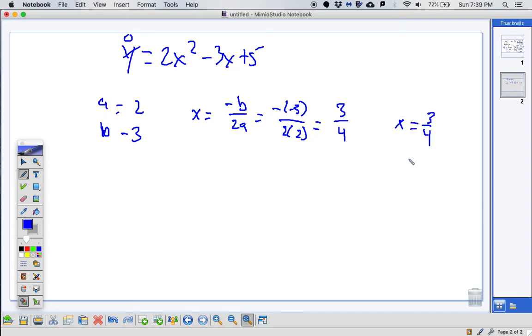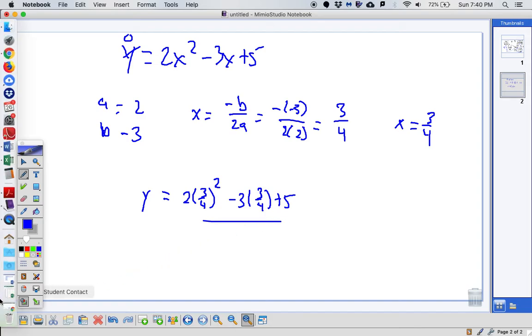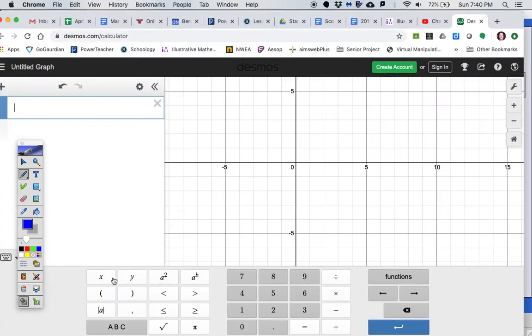Now to figure out the vertex, yes, we have to plug it back in. And I know that a lot of you are going to cringe because you see a fraction there, but we can just write it. Doesn't hurt to write. We're just going to replace the x with 3/4. And I'm going to find y by simply typing all this into the calculator. And if you don't know, you can use Desmos to do this. So I'm going to type it in right here, and we can find what the answer is.